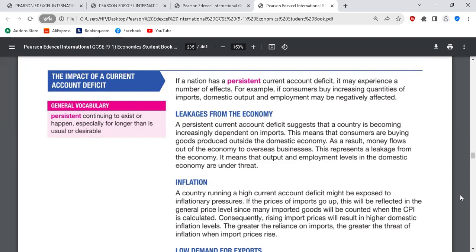So what are those things that would happen? One, leakages from the economy. A persistent current account deficit suggests that the country is becoming increasingly dependent on imports. This means that consumers are buying goods produced outside the domestic economy. So that is leakages. It is leakages because we stop patronizing ours.